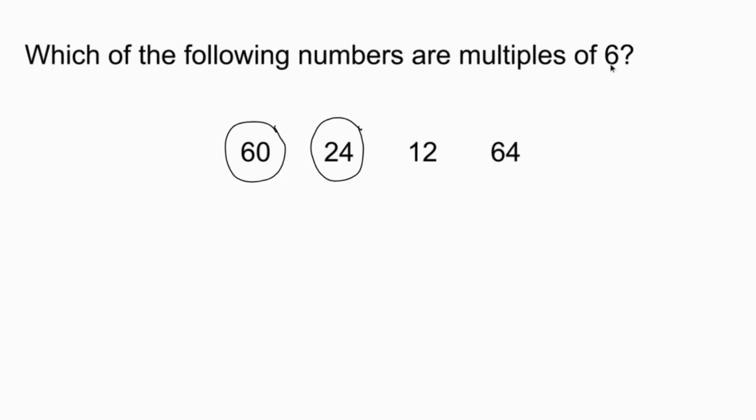Let's try it again. 6 times what is 12? Well, 6 times 2 is 12. 2 is a whole number, so 12 is an option.